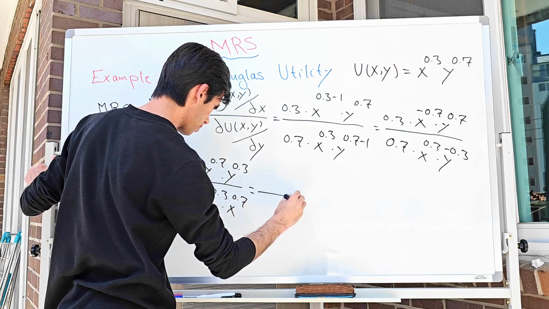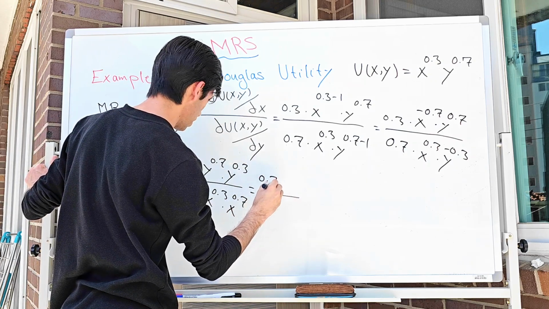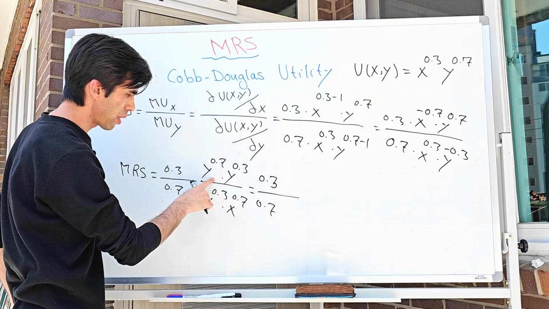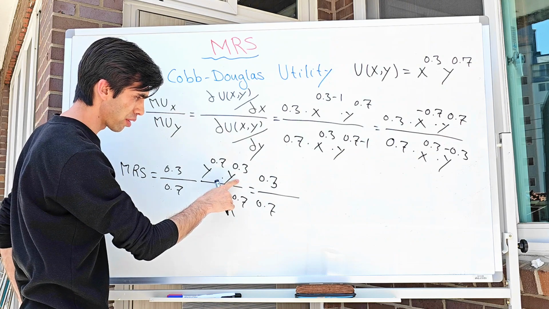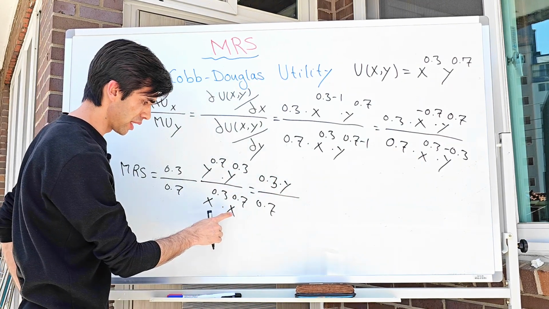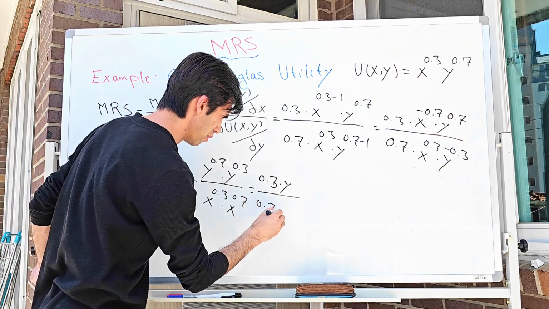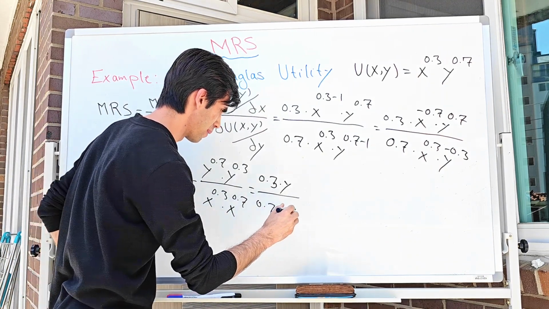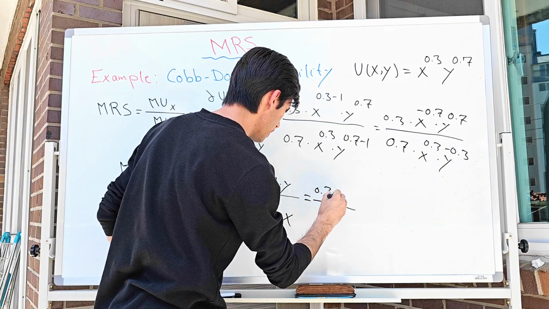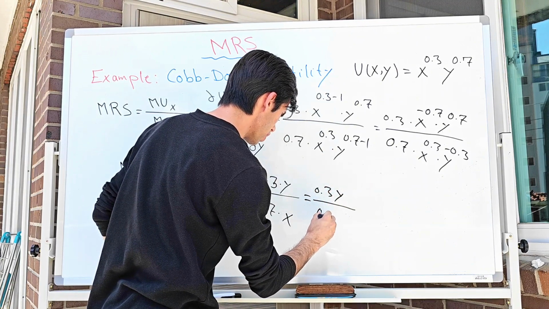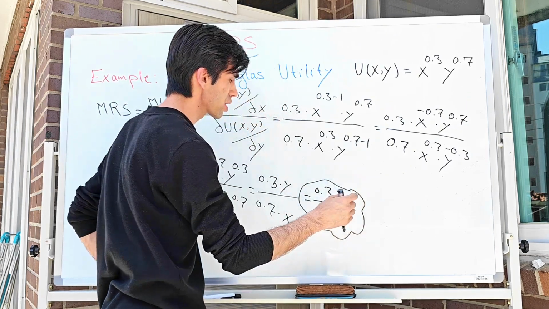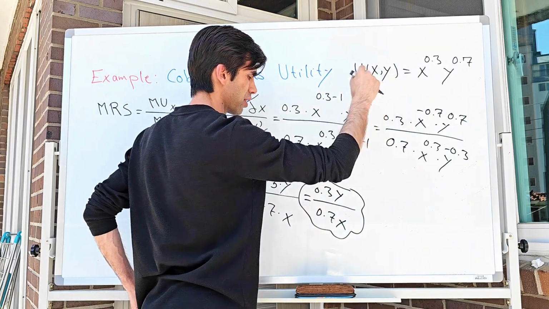So now it's 0.3 divided by 0.7. y to the power of 0.7 multiplied by y to the power of 0.3 is equal to y, and x to the power of 0.3 times x to the power of 0.7 is equal to x. So it's equal to 0.3y divided by 0.7x. This is the marginal rate of substitution for this utility function.